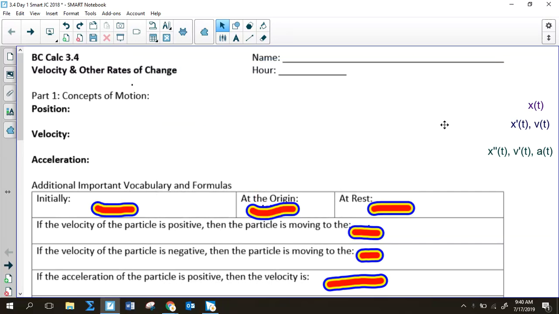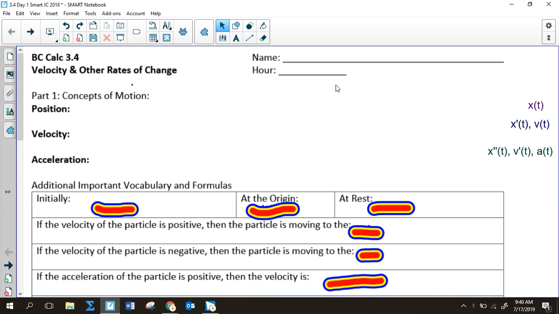Hi, everyone. Today we are going to be focusing on section 3.4, velocity and other rates of change, and in particular, the concepts of motion. So we're going to start off with this handout that I've given you. We won't get through the whole thing in the video. We will work on the rest of it tomorrow in class. So hopefully you get a basic understanding now, and then we'll charge it up a little tomorrow in class.